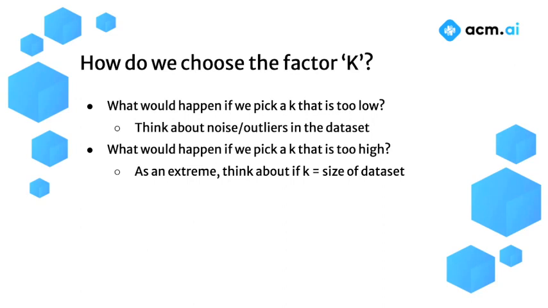And now, so we probably don't want to choose a k value that's too small, but what would happen if we choose a k value that is too high? What would end up happening? So as an extreme example, think of what happens if you choose k as the size of your entire data set. What would you end up classifying any point as in that case?